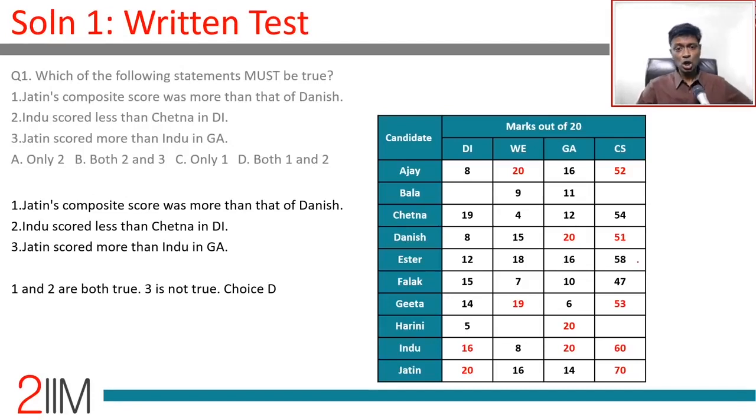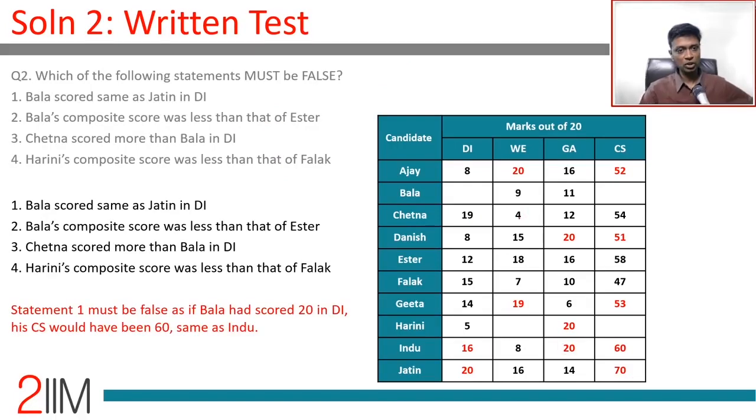Right? Which of the following must be true? Jatin's composite score was more than that of Danish. So Jatin's got 70. This is definitely true. Danish only 51. True. Indu scored less than Chetna and DI. Indu scored 16. Chetna scored 19. Definitely true. Jatin scored more than Indu in GA. Indu's got 20 in GA. So this is not true. 1 and 2 are both true. Choice D.